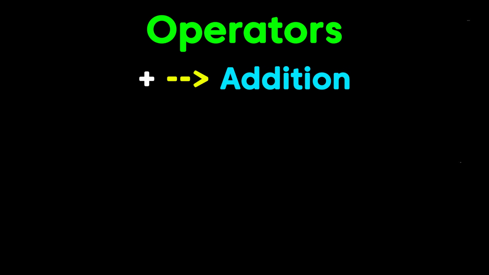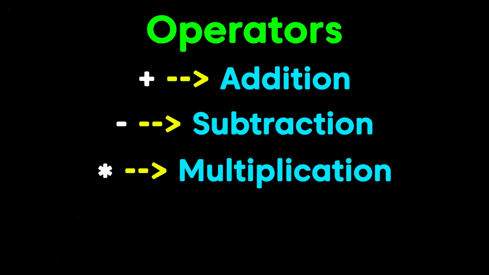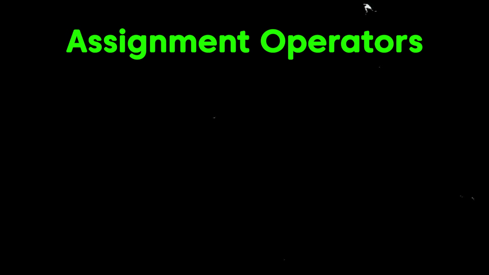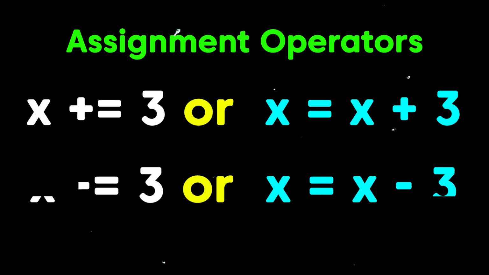Now addition isn't the only operator that you can use. You can also have subtraction, which is just minus, multiplication, which is an asterisk, modulus, which is going to be a percentage symbol. Python also has a lot of assignment operators. How these work is that x plus equal to 3 is going to be the same as x equals x plus 3. x minus equal to 3 is the same as x equals x minus 3. And so on and so forth.